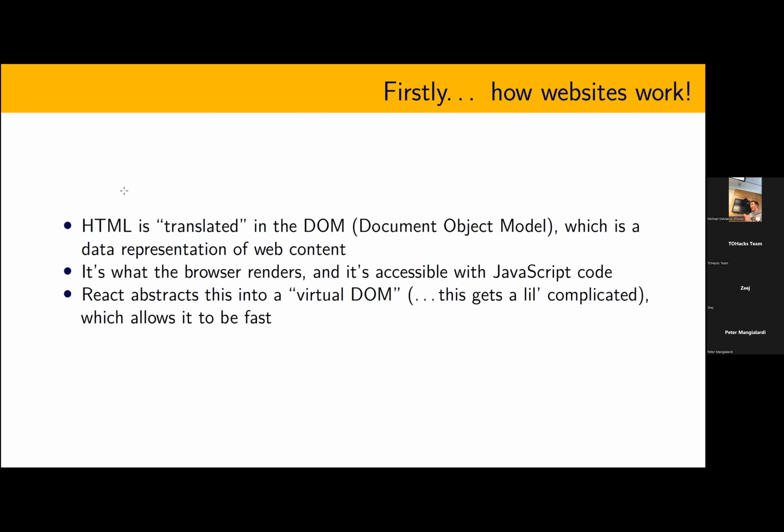So firstly, I have to talk about how websites work. And I feel pretty bad here because I'm going to have to gloss over a whole ton of detail because we're trying to go in a hurry. But HTML is translated into a kind of data structure called the DOM, which is the document object model. And that content is what's used to actually render the browser. And so what React does is it takes not exactly HTML, but kind of HTML, and builds a virtual DOM.